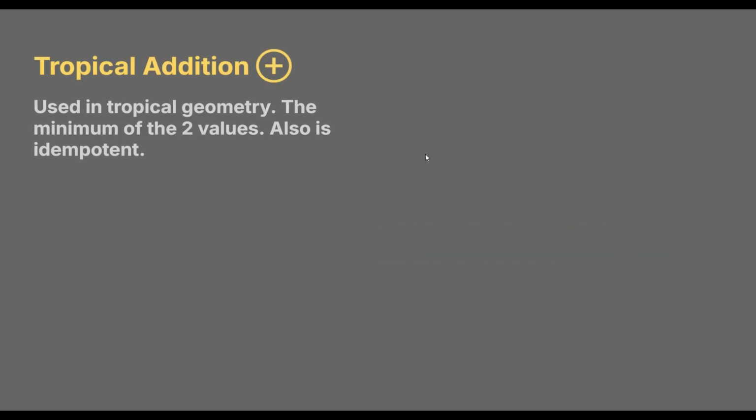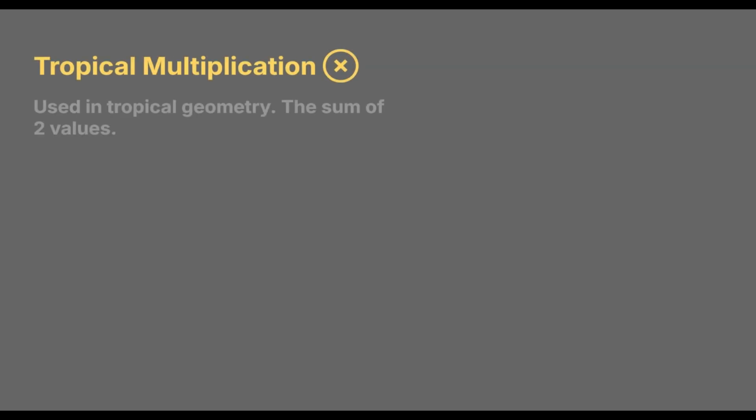Tropical addition is used in tropical geometry. It is the minimum of the two values. It also is idempotent. Tropical multiplication is used in tropical geometry. It is the sum of two values.